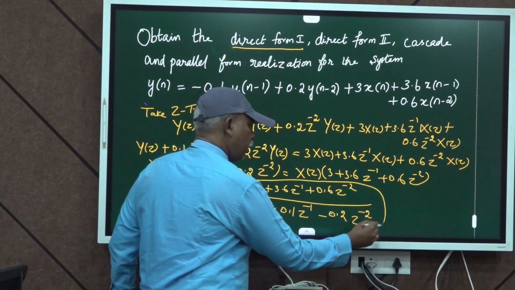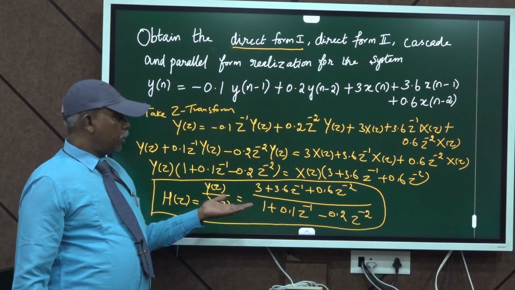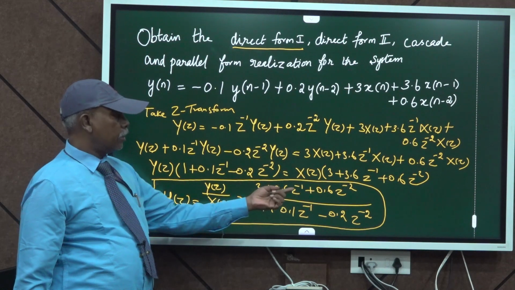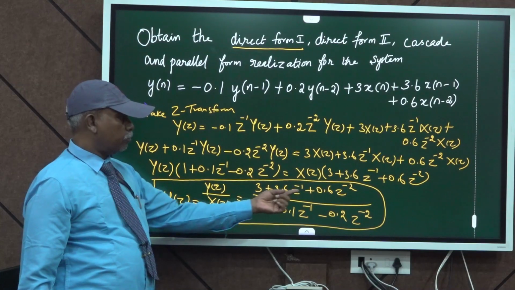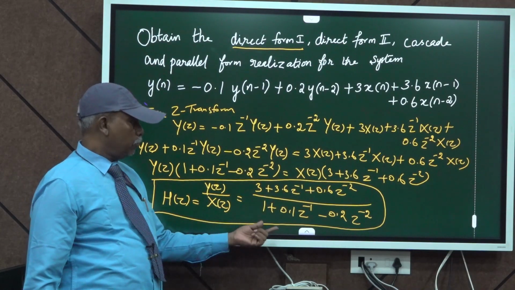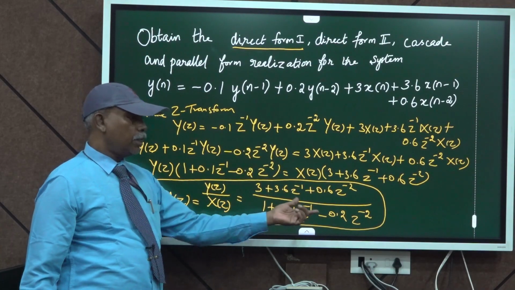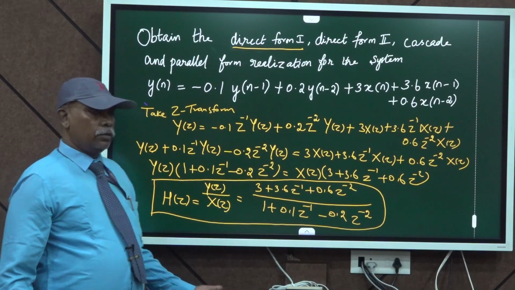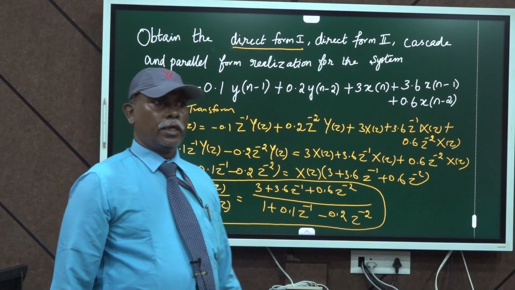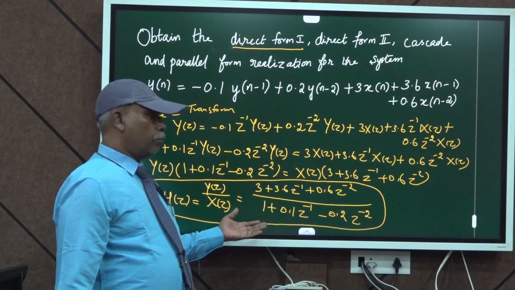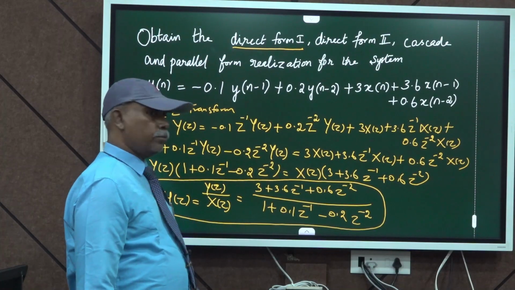Now, this is the important relation. Here you clearly understand the order is there, and the multiplier 3.6 is multiplied by z power minus 1, 0.6 is multiplied by z power minus 2. So the order is there, the multiplier is there, and z power minus 1, z power minus 2 are the delay elements. Only order, multiplier and delay elements are enough for constructing the filter. Now we go for the practical implementation from this H of z.